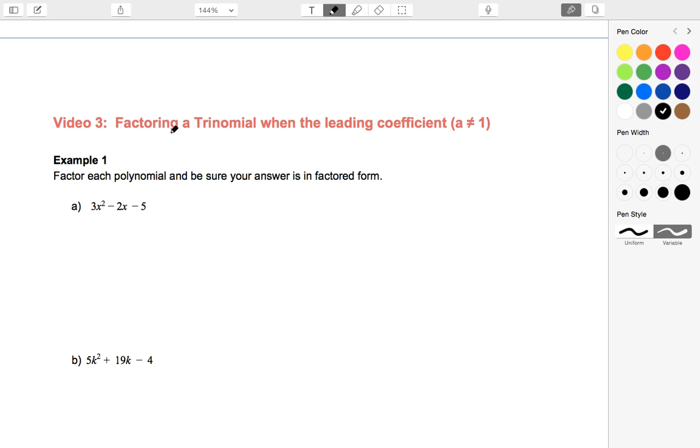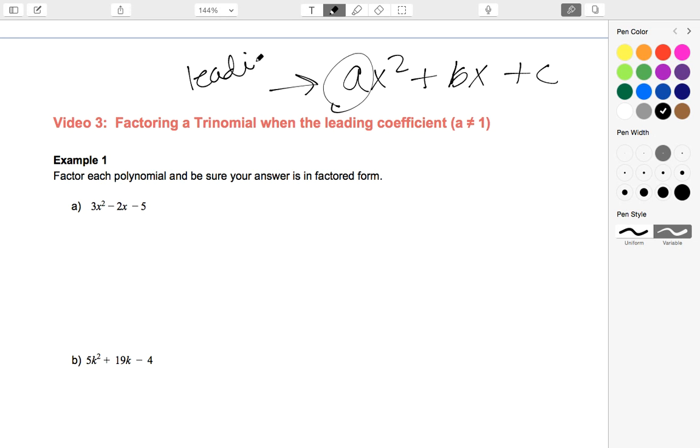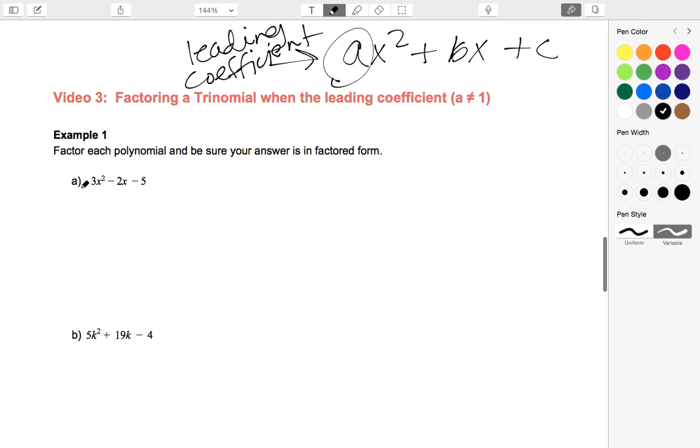So remembering that we can factor trinomials when a doesn't equal 1. So again, that is your leading coefficient, and this is not 1, which is what we see here with the 3 being in front. All right, so I'm going to go ahead. I'm still going to follow the same process as we would do when we have a trinomial where a equals 1.